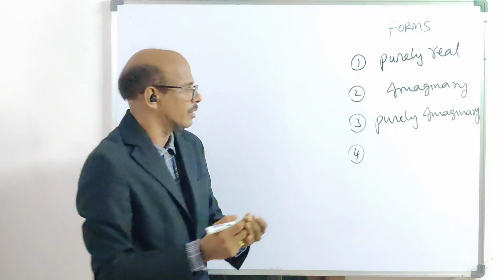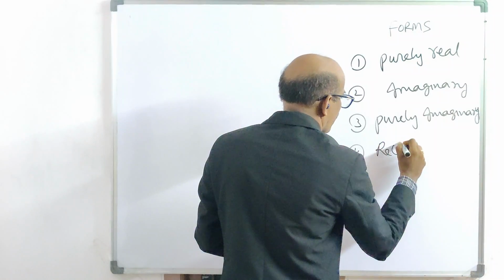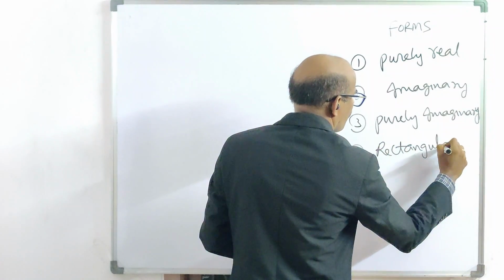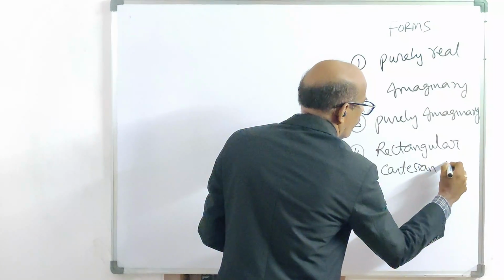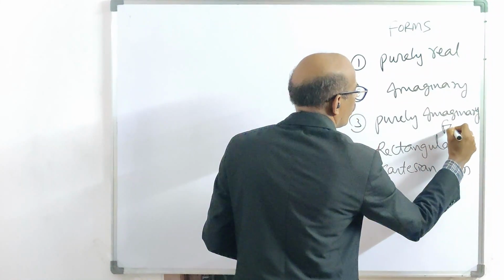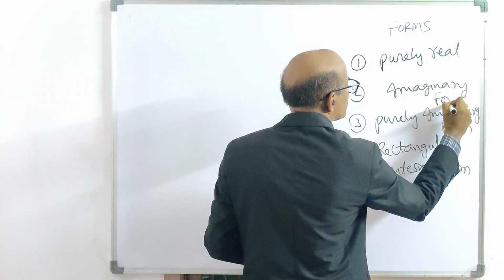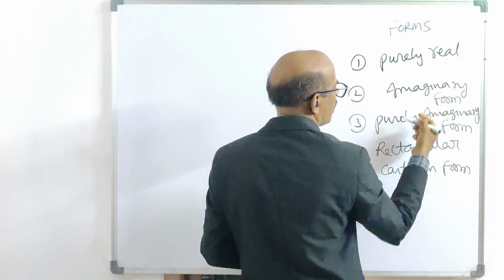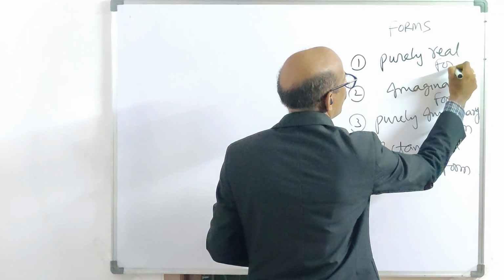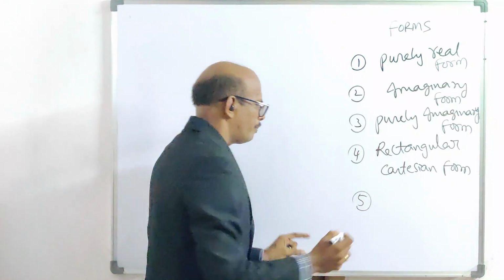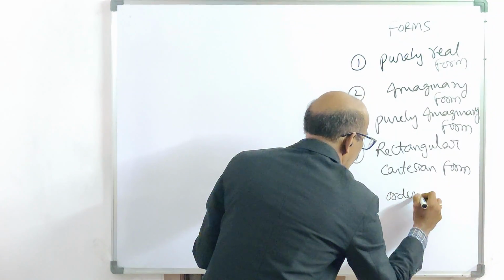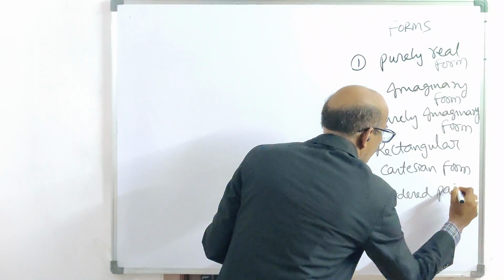Rectangular, Cartesian form, already explained in the definition itself. It is the rectangular, Cartesian form. It is the imaginary form, only imaginary. It is purely imaginary. It is purely real. Next, ordered pair form.